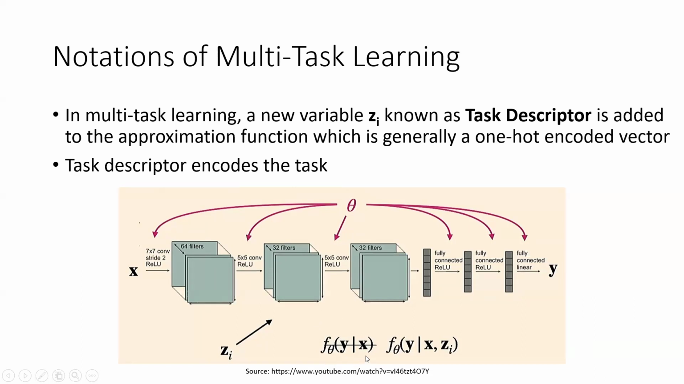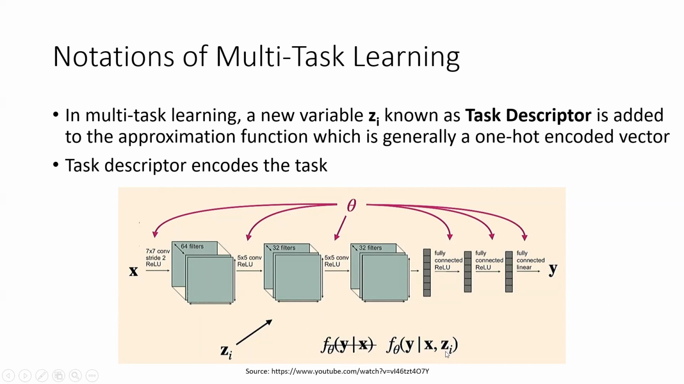So up to now, I don't know whether we have done this exact notation in our machine learning class. What we have done up to now, we know that f theta is an approximation function for the theta parameters, given the x input variables and the y as the output variable, right? Variable or variables, right? So this is the single task learning approximation function. But when it comes to multitask learning, this function is dependent not only on the x given y, but x and zi given y.